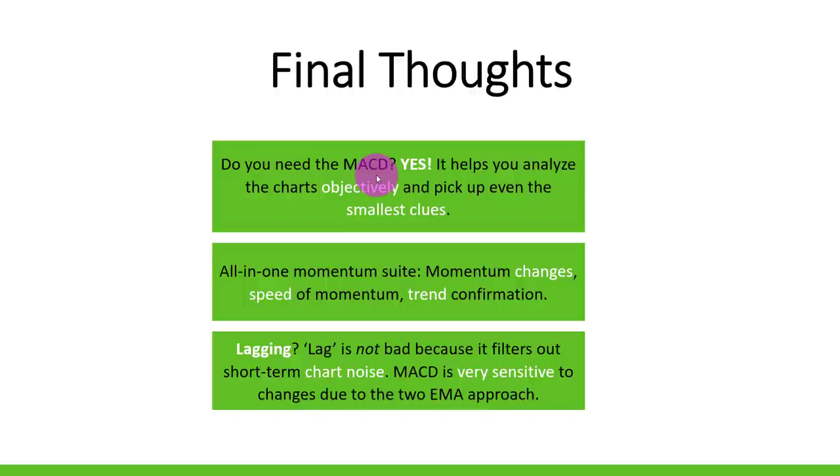Because when we only look at price action and use naked charts, we as traders are not able to pick up the small changes and the small clues that the indicator will often find much quicker. Also, an indicator is a very objective tool, whereas price analysis is very subjective. The indicator is 100% objective, so it's a really good tool to have on your charts. The MACD specifically is also a very helpful tool because it's an all-in-one momentum suite. As we've seen, it detects and analyzes momentum changes, the speed of momentum as well. It helps us understand trend confirmation, and with the divergences, we also see when the trend is slowing down.